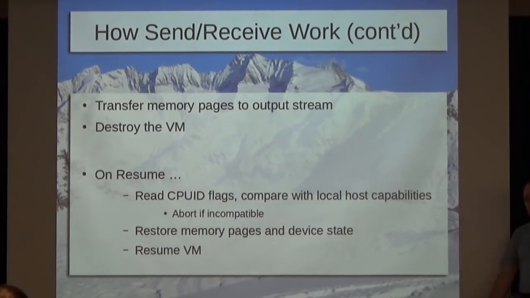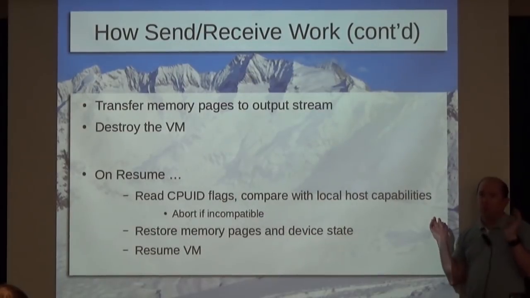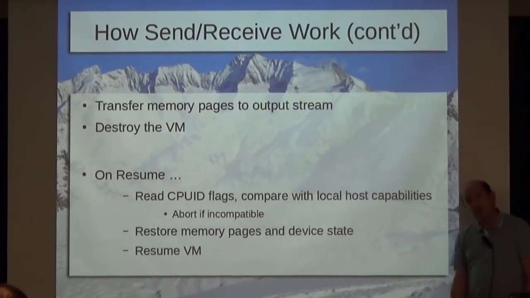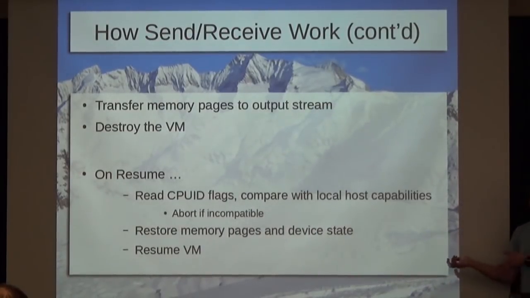We then send the memory pages that are in use to the output stream, and we tear down the machine on the host. Now on resume, which can either be much later or at the same time on a different host, if that's what you're doing with migrate, we read the CPU flags and we compare to see if the host you're reading the machine into is compatible. And there's a mask of CPU features that we use to determine if that's correct. If not, we just abort, and the VM is not resumed. Then we restore the memory pages and then resume the VM. So again, it's not unlike what other virtualization products do.